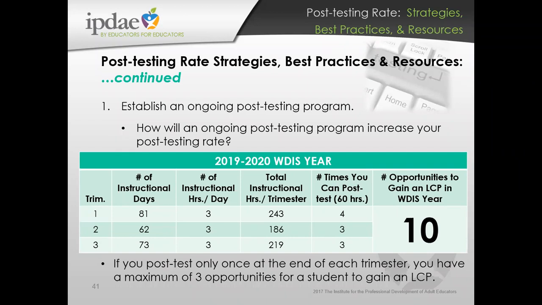Now, if we had just post-tested at the end of each trimester, the maximum number of opportunities that this student would have had would have been 3. By increasing the number of post-testing opportunities, you are increasing your ability to gain an LCP from your students. Now, please, folks, remember that we test with a purpose. So we don't randomly test every student that reaches the minimum instructional hour requirement, right? We want to make sure that they are prepared. So be sure that they have mastered at least 70 to 75% of the tested content.